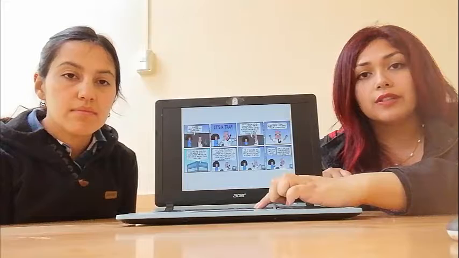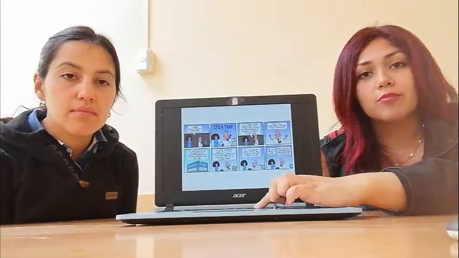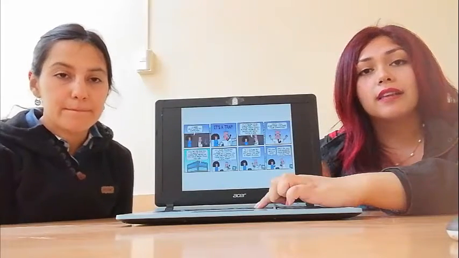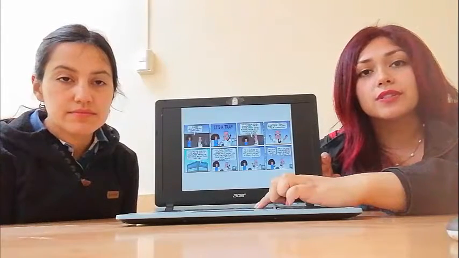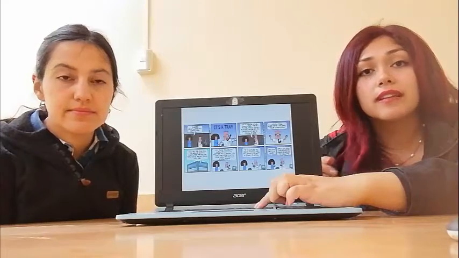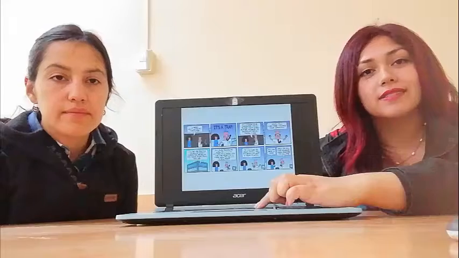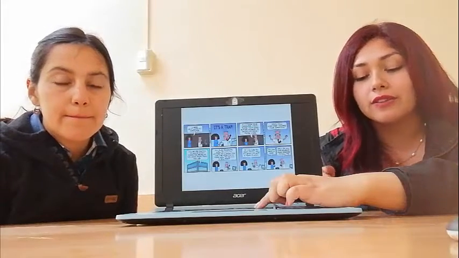And to finish, we added this example, which is another comic that also includes the first conditional. The idea from this is to assess if students were able or not to internalize the structure and to see if they can understand what this means, like the use of this and the condition that it implies.